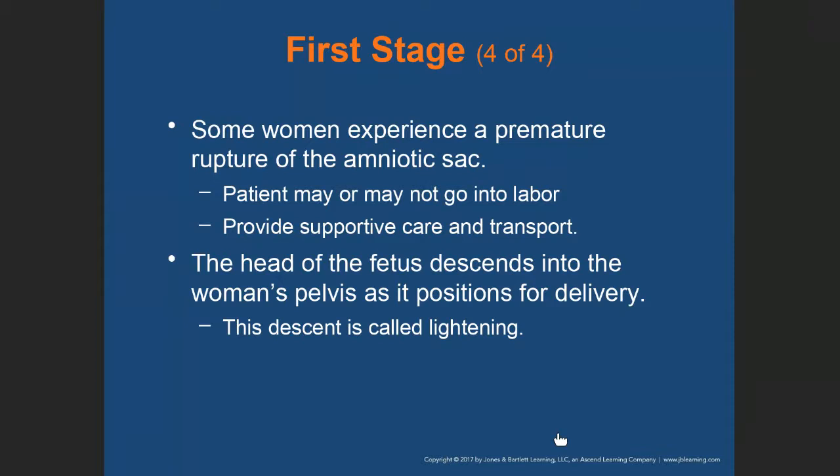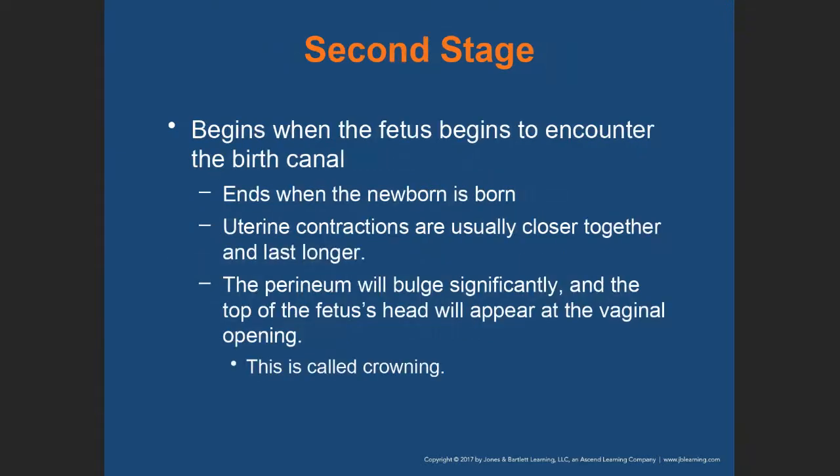The head of the fetus descends into the woman's pelvis as it positions for delivery. This is what we call descent or lightning. So as I said, they are going to feel as if they can breathe much better now. Now the second stage of labor begins when the fetus begins to encounter the birth canal. So it starts with crowning and it ends when the newborn is born.